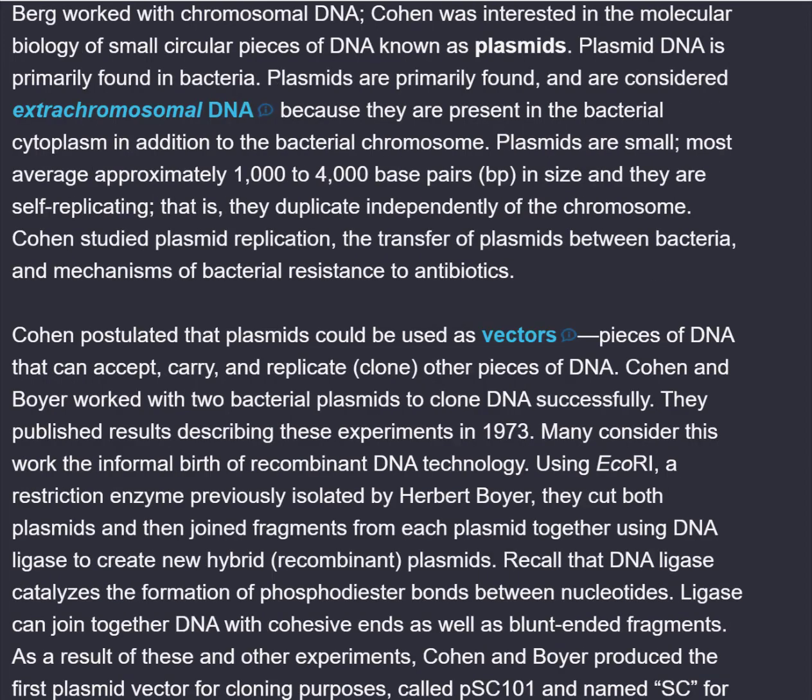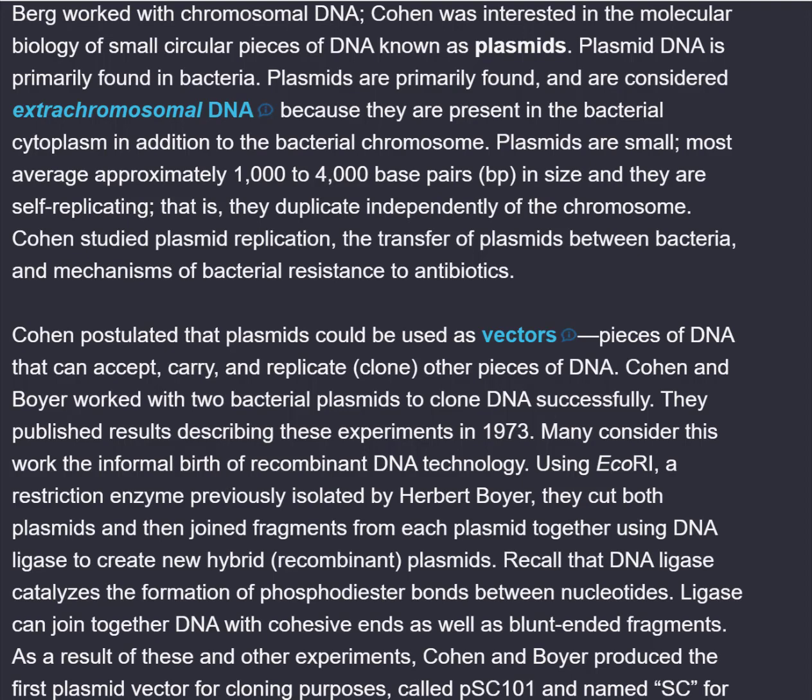Berg worked with chromosomal DNA, Cohen was interested in the molecular biology of small circular pieces of DNA known as plasmids. Plasmid DNA is primarily found in bacteria. Plasmids are considered extrachromosomal DNA because they are present in the bacterial cytoplasm in addition to the bacterial chromosome.